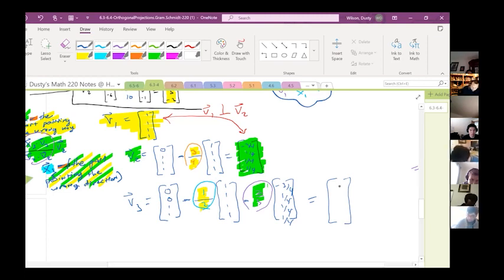You got 0 for the first entry, and then -2/3, and then 1/3 and 1/3. And thank you, Dibs, for that. Again, you can dot them together. So if you take V1 dotted with V3, you should get 0 minus 2/3 plus 1/3 plus 1/3, you're going to get 0.